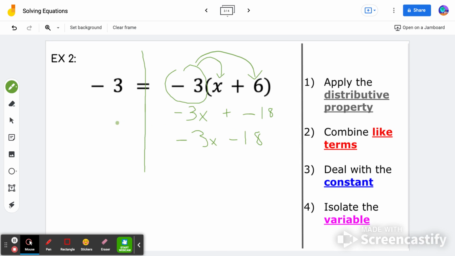All right, now I'm going to go ahead and drop down my -3 on this side. Make sure to see if there's any like terms that you can combine. Sometimes you'll have to do that. In this case, we don't. Step 3 is we're going to deal with the constant. See, the variable is right here. I'm locating that. So I'm going to get rid of -18 by performing the inverse, adding 18 to both sides. So add 18 here.